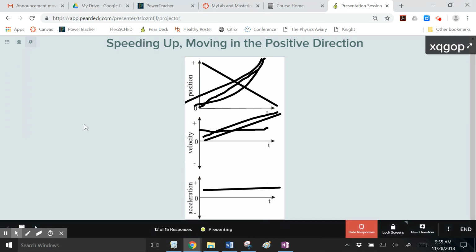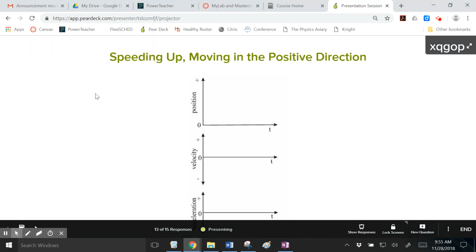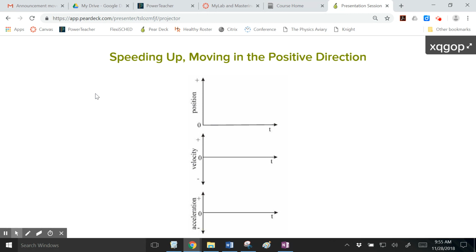Now again, don't change anything on your paper. Don't change anything on your paper, but go ahead and change the Pear Deck now that you've talked to your neighbors about it. What are you expecting to see?